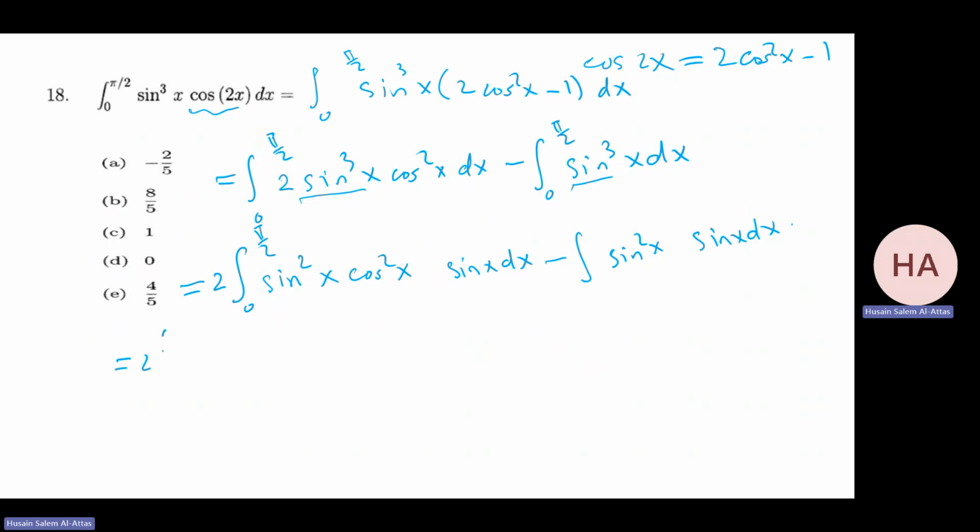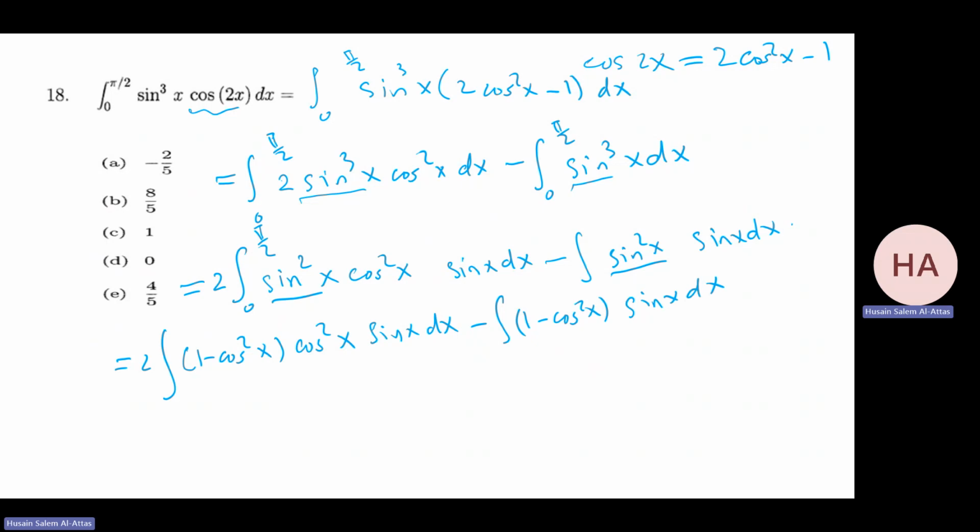So I write this one in terms of cosine, and also this one in terms of cosine. So I have what? 1 minus cosine square x times cosine square x times sine x dx, minus 1 minus cosine square x times sine x dx. Don't forget that it's from 0 to pi over 2.